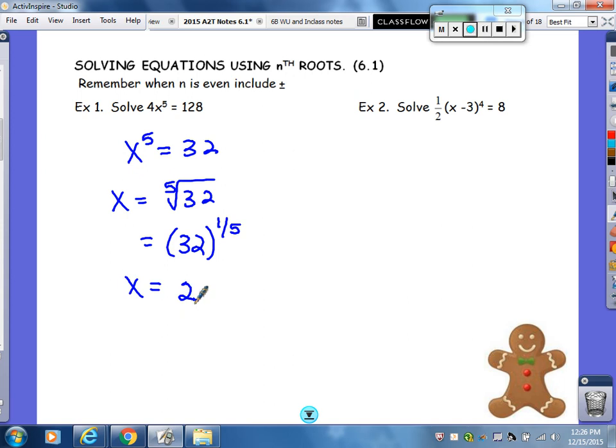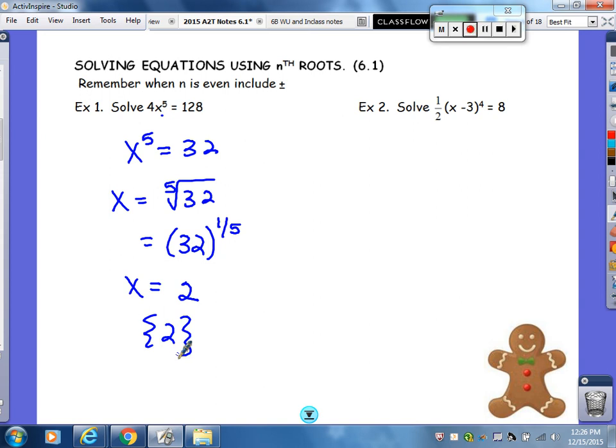Now make sure you check your answers, okay? Because sometimes you're going to end up with stuff that doesn't work, extraneous solutions. So let's check our answers. 2 to the 5th power is 32. 32 times 4 is 128. So my answer is good. So please make sure you check your answers when you're doing these.